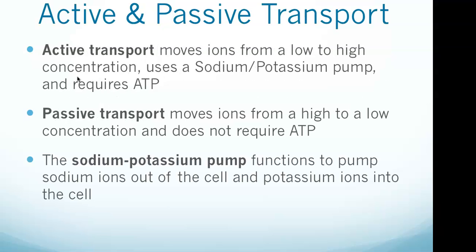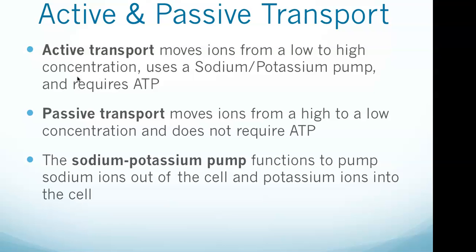So we have both active and passive transport. Active transport moves ions from a low to high concentration, uses a sodium-potassium pump, and requires ATP. Passive transport, on the other hand, moves ions from a high to low concentration and does not require ATP. Both active and passive transport use ion channels to move ions across the cell membrane and either into or out of a cell.